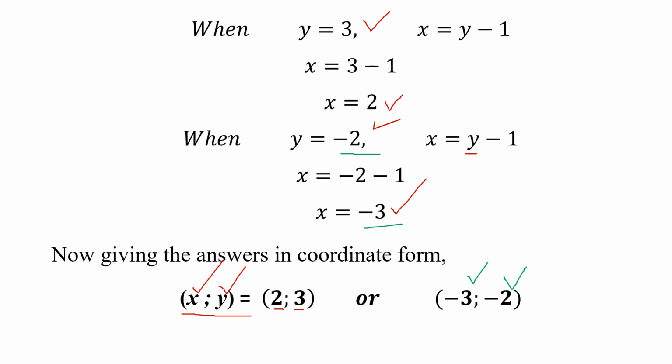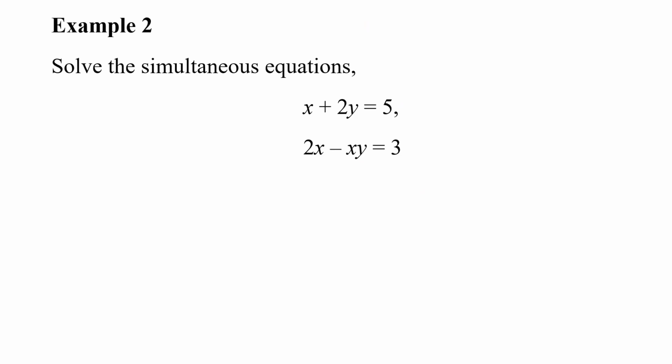Right, let's move on to our second example. We have this one. In this case, we don't have one unknown as the subject, so it is very easy to make this x the subject of the formula by simply taking this 2y to the other side. So let's take this 2y to the right hand side, where it will be subtracting from 5, right, like this. So x is equals to 5 minus 2y.